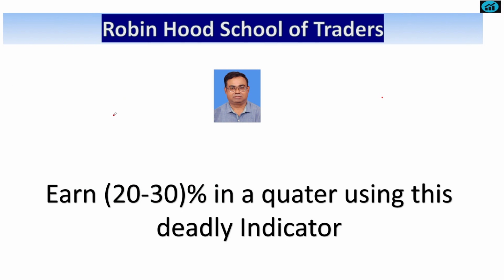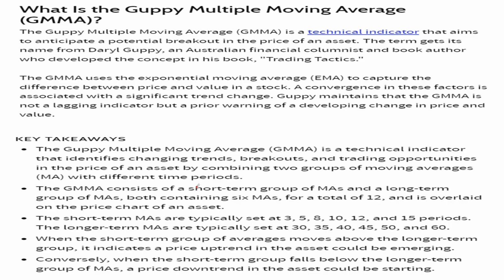Today we will be taking you through one indicator with which many of my students have earned 10 to 20% in a quarter on a stock. The name of the indicator is the Guppy indicator. It's basically a moving average indicator, and it gets its name from an American financialist named Darrell Guppy, from his book called Trading Tactics, a lovely book. I've gone through the book. It's on Amazon, you will get it there.